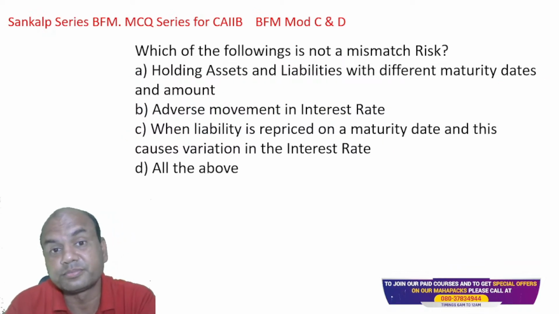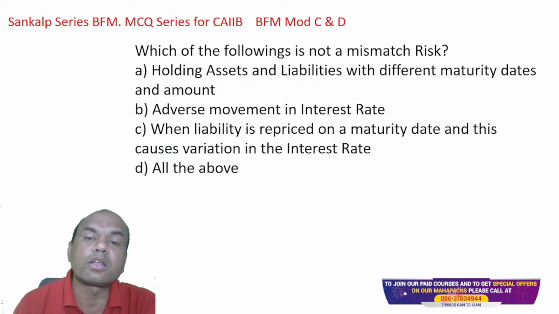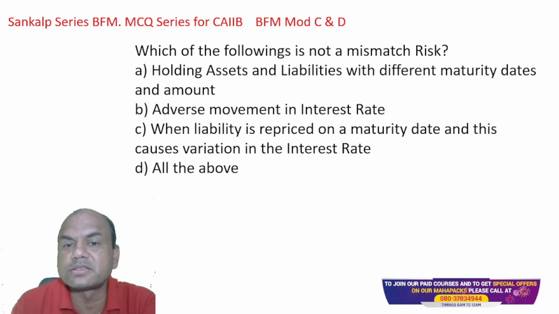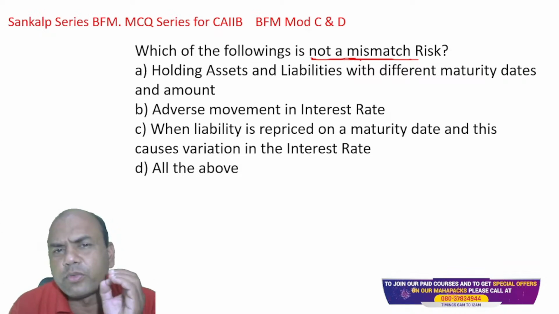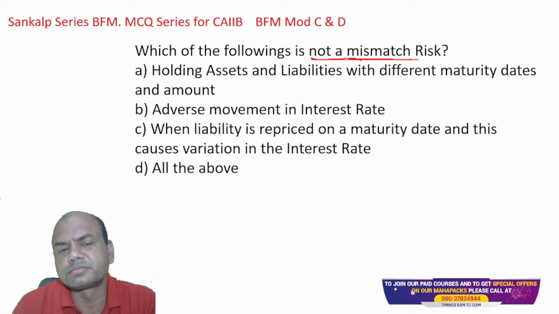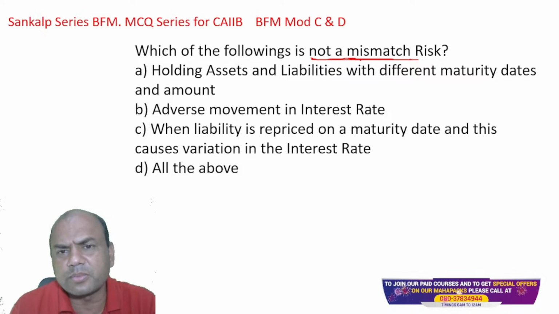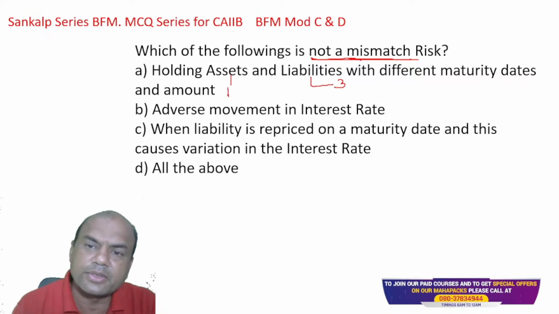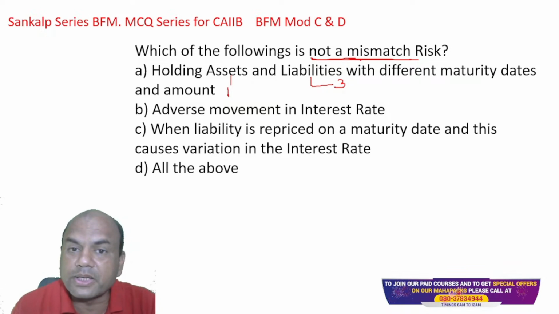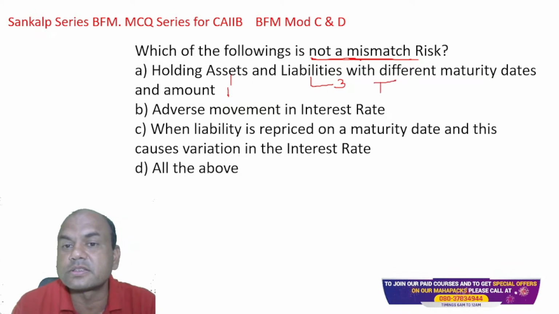Okay, only A. Which of the following is not a mismatch risk? Mismatch. What is the mismatch? Mismatch means assets and liabilities mismatch. Okay, we want not a mismatch. Always focus on what is required in the exam. Holding assets and liabilities with different maturities and amounts. Is it not a mismatch risk? Liabilities I am having for 3 years, assets I am having for 1 year. Is it not a mismatch? Yes, it is a mismatch. So I want not a mismatch. This answer is true. I want a false answer. What is my requirement? F. This is my true.